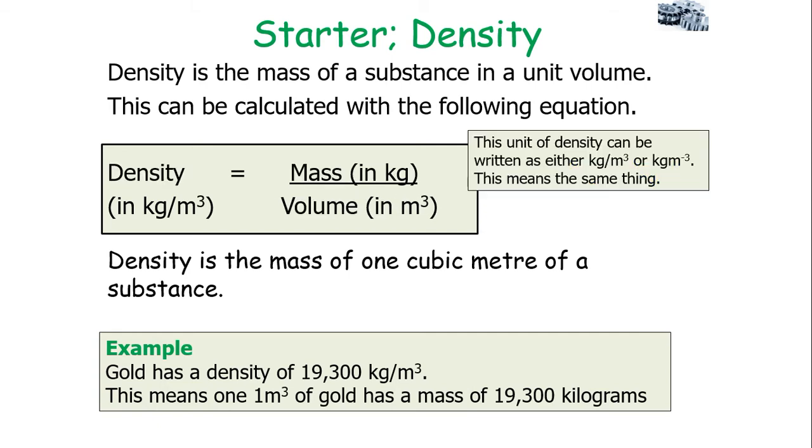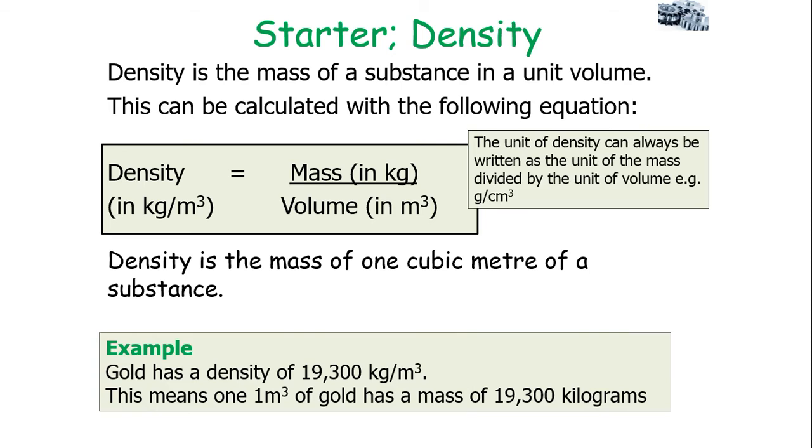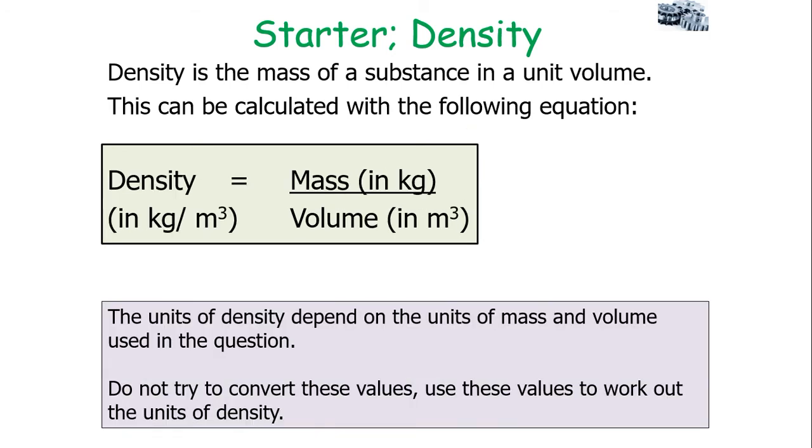Now the unit of density can be written as either kilograms per meter cubed or kilograms meters to the -3. Now to work out your unit of density, it's worked out by dividing the unit of mass by the unit of volume. So for example, if mass was in grams and volume was in centimeters cubed, your unit of density will be grams per centimeter cubed. So the units of density are dependent on the units of mass and the units of volume. It's my advice that instead of trying to convert a unit of density after you calculate it, actually convert the unit of mass or volume beforehand to the values you need in your density unit.